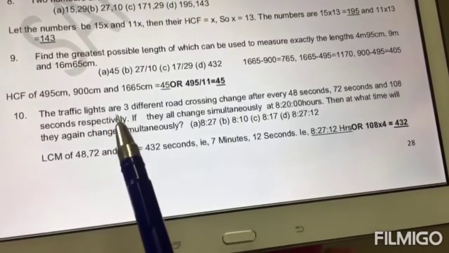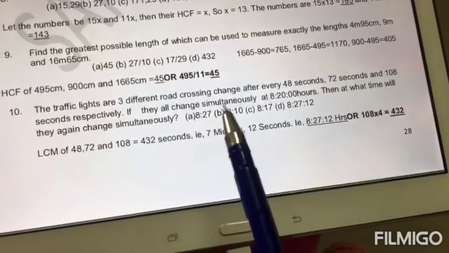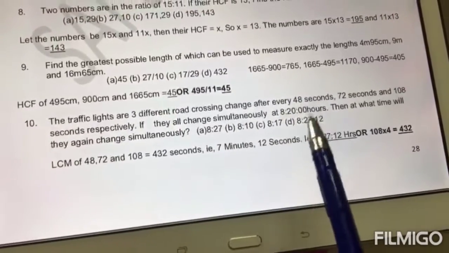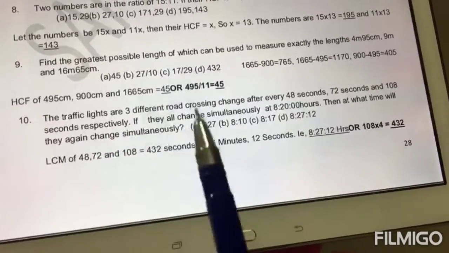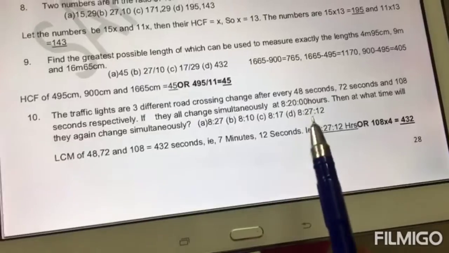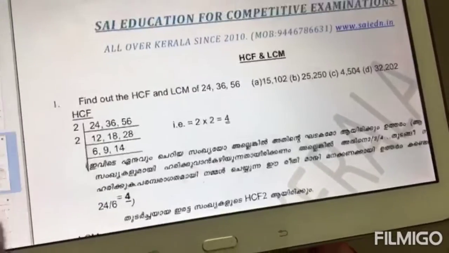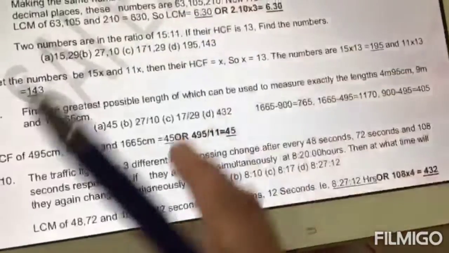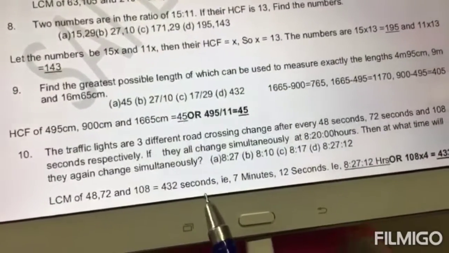The traffic lights at 3 different road crossings change after every 48 seconds, 72 seconds and 108 seconds respectively. If they all change simultaneously at 8:20 am, then at what time will they change again simultaneously? So in this case, it's very simple. We simply have to find the LCM of 48, 72 and 108, which is nothing but 432 seconds.